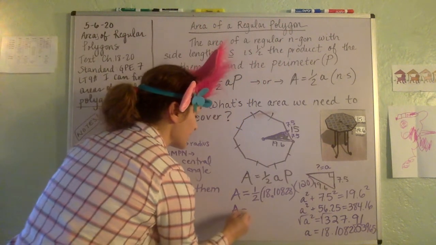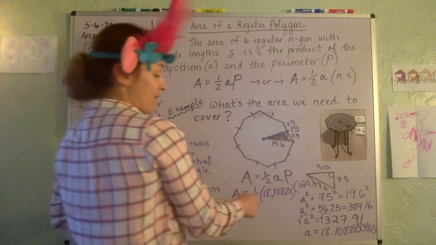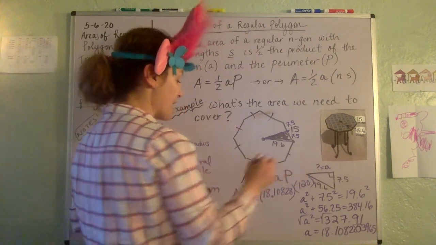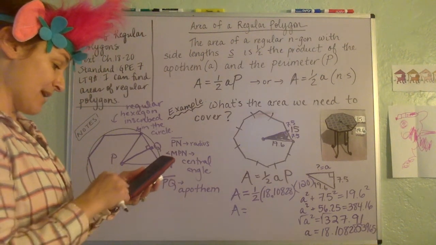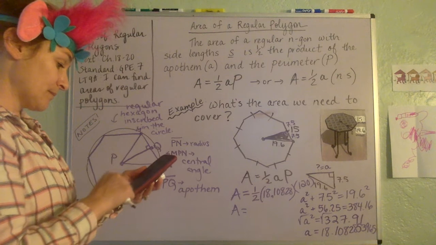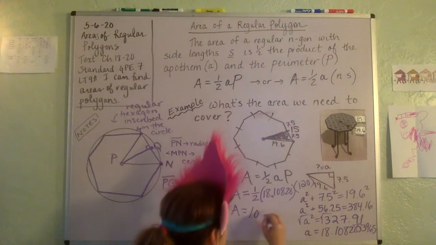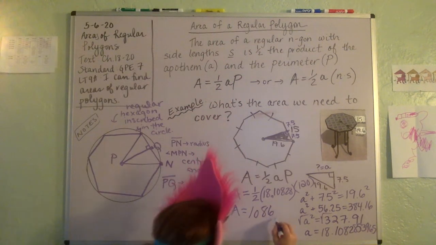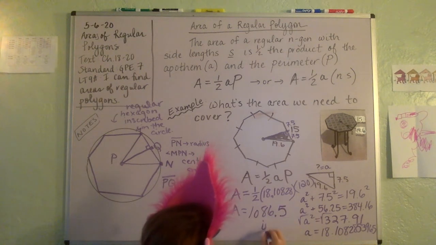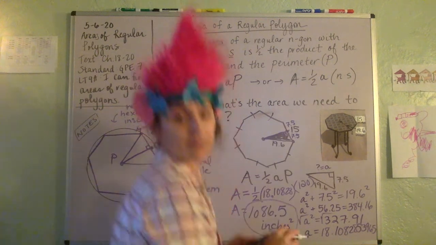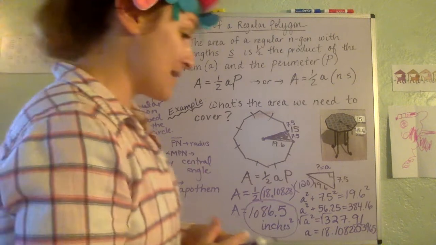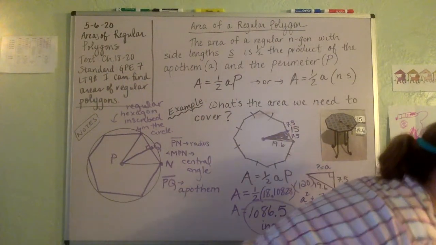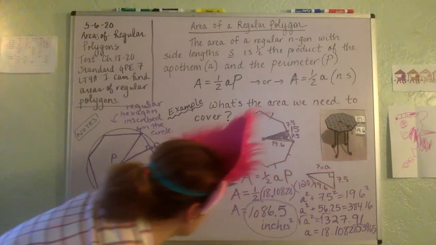And so last step, this is just a multiplication now. It's 0.5 times the 18.1 times 120. And so when we do that, we will get 1,086, I'll just go to 1 decimal place, 0.5 inches squared, square inches.